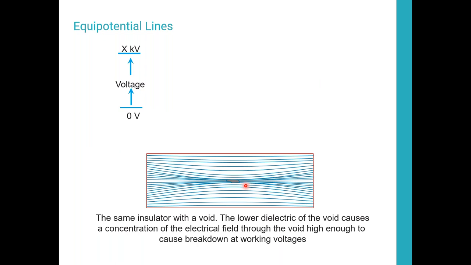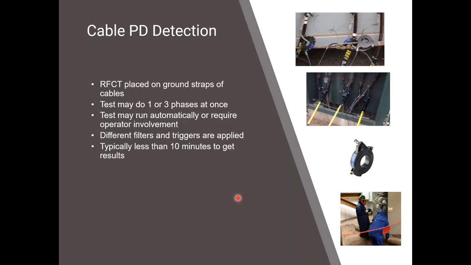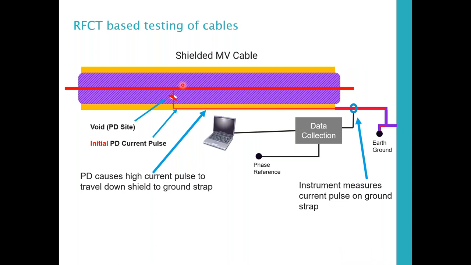And when you do a splice, you've got to cut back the layers. And the different layers are all designed to keep these spread out and not concentrated. Well, when you have cable failures, you get a point of high electrical stress built up in that cable, and it breaks down the insulation. So that's why we do our cable testing, and that's why we're able to do it on shielded cables around the shield. You put an RFCT around the shield, that comes back to your measurement device, and you're able to measure any current pulses that are going through the insulation back to the shield.